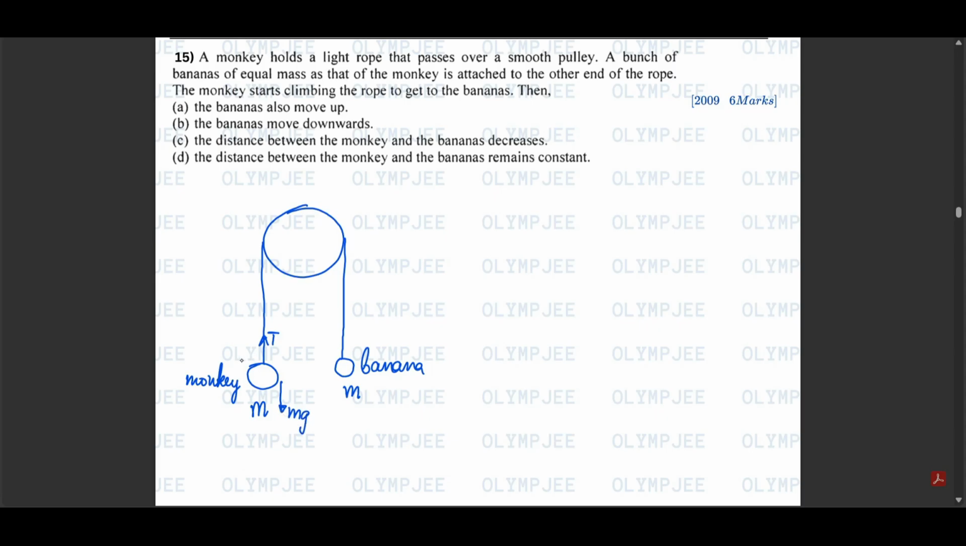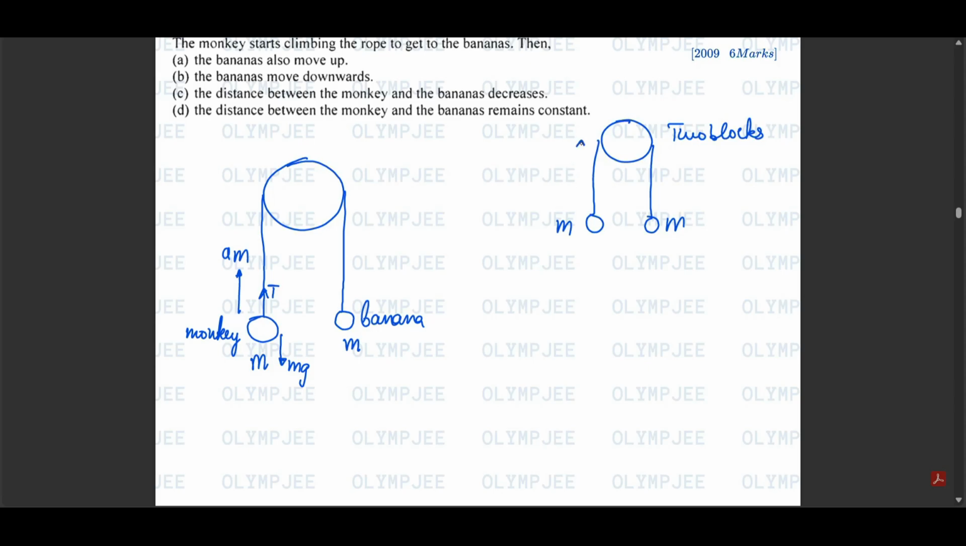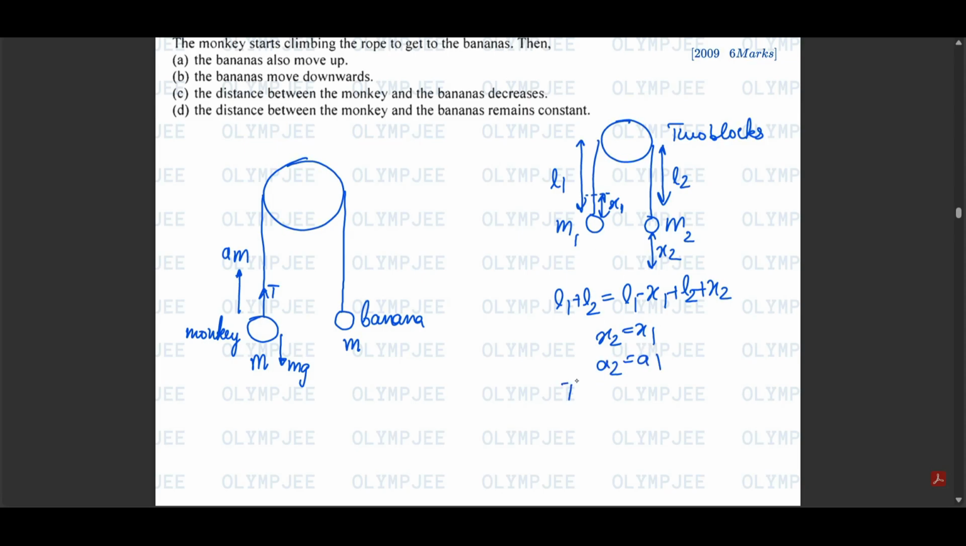And if the acceleration of the monkey is assumed to be a_m upwards, then we cannot say that the acceleration of bananas will be equal to a_m in magnitude, because when we have two blocks attached, then we can write the constraint that if this is L1 and this is L2, then if m will move upwards with x1 distance and this will move downwards with x2 distance, then L1 plus L2 should be equal to L1 minus x1 plus L2 plus x2. So this gives us that x2 is equal to x1, and on double differentiating we get a2 is equal to a1. But this is not the case here.